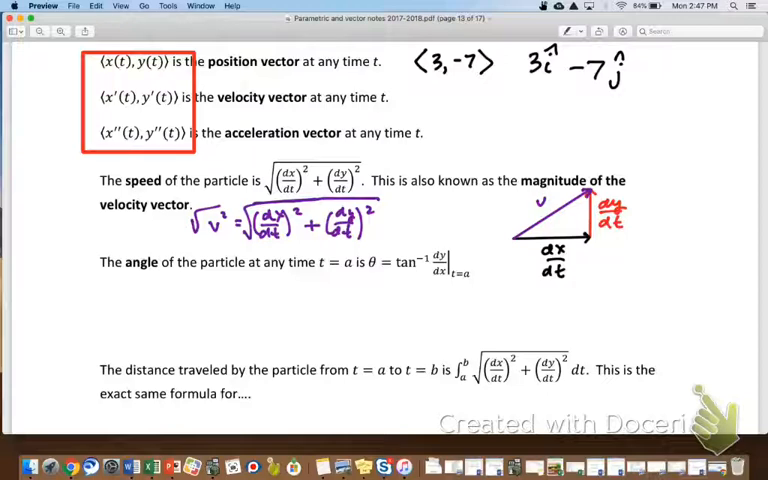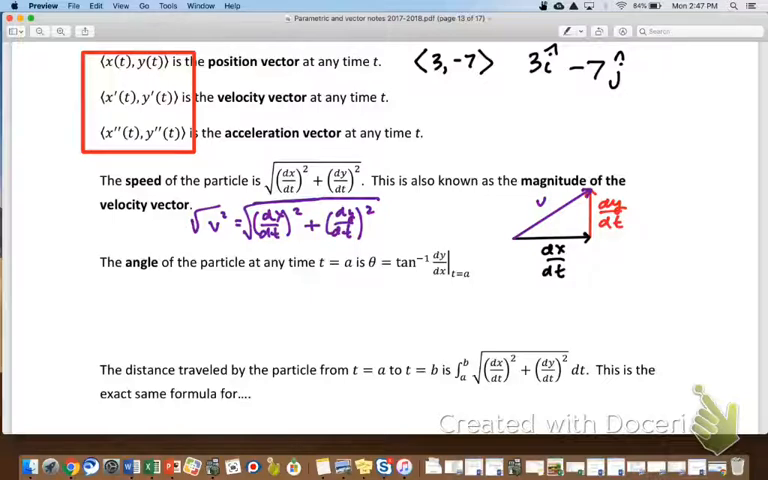One of the more useful formulas for sure, but sometimes misused, is this one. That is determining the angle, and this for us would be in radians. The angle of the particle at any time t equals a is equal to the inverse tangent of dy/dx at that particular point in time. I'm going to draw you a picture to maybe help you understand what this is talking about.